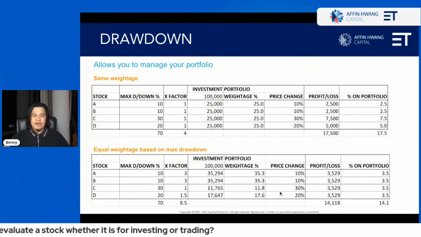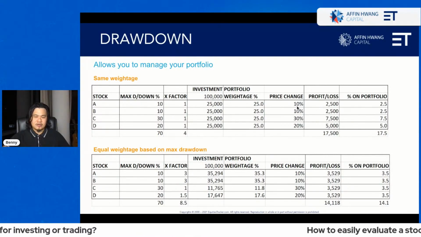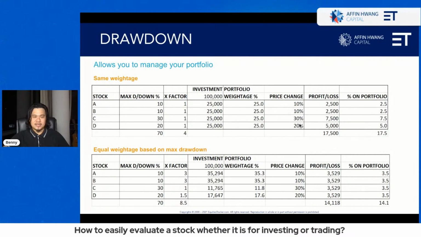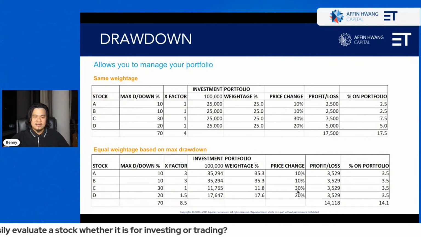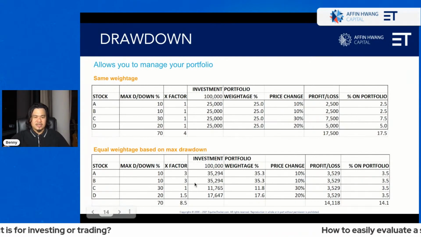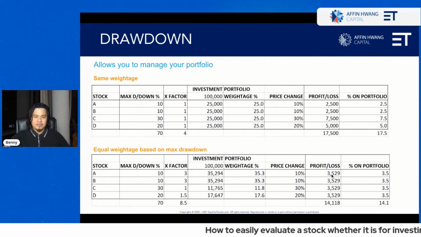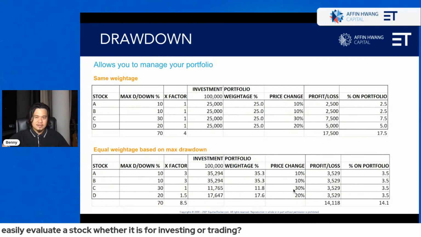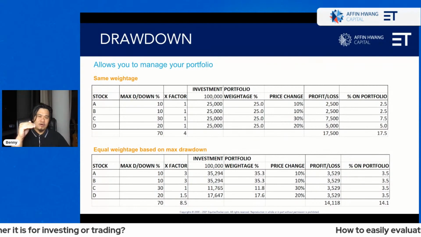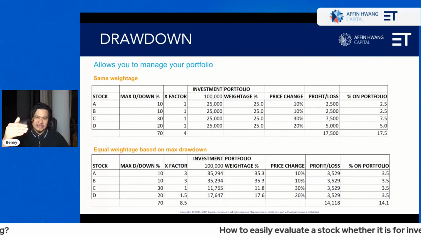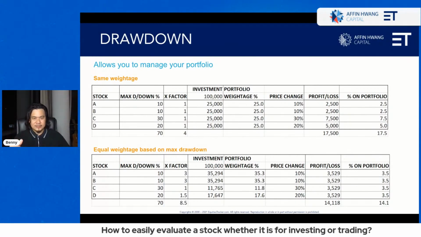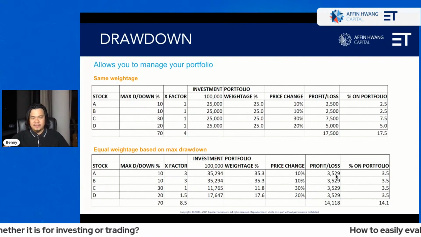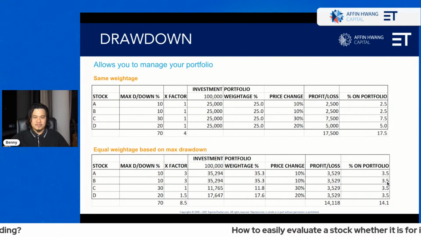Now the effect will be this, right? The price change is the same as before. Stock A goes down 10%, stock B also down 10%, stock C down 30%, stock D down 20%. So all of them are down. But because I now have equal weightage in terms of drawdown and volatility, my profit and loss will be the same across all counters. Although stock C has gone down 30%, because I trade less, the loss I made in absolute value will be smaller as well. So for all of these 4 stocks, I lose about 3,529 each, which takes up 3.5% of my portfolio.